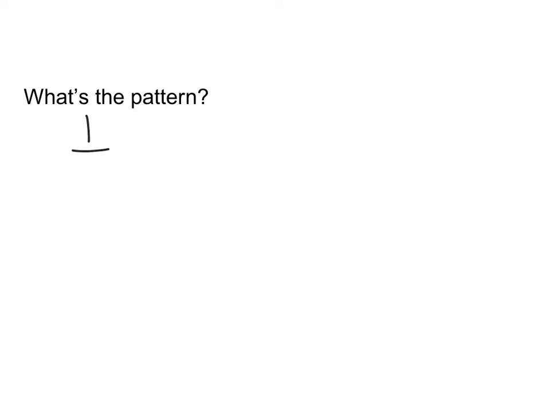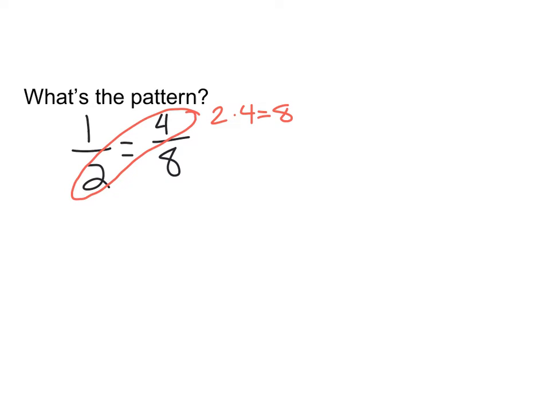So I'm going to set up a few proportions that we know to be true, like 1/2 equals 4/8. We know that's true. Now, when we go across the diagonal and we multiply, 2 times 4 gives me 8. When I go the other direction and I do the other diagonal and I multiply, I get 1 times 8 equals 8. Interesting. Let's look at another one.